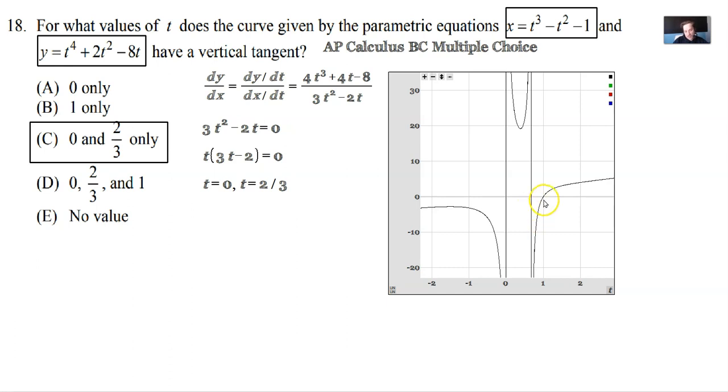Also notice that, for example, 1 corresponds to a root. At t equals 1, the derivative is equal to 0. T equals 1 right there, which means that the parametric equations have a horizontal tangent line. That's all I'm going to say here.